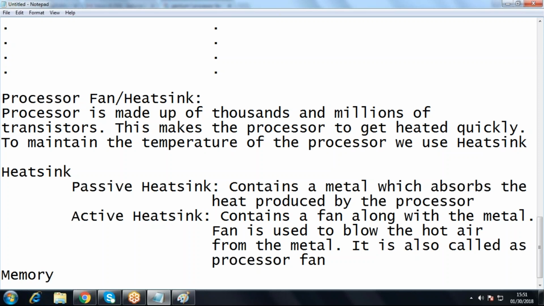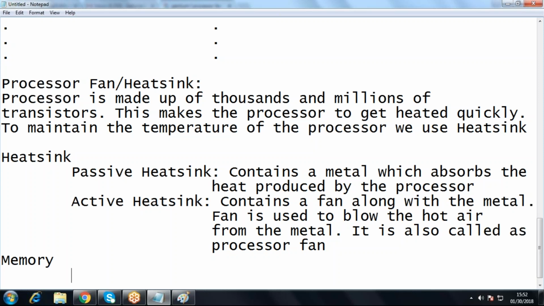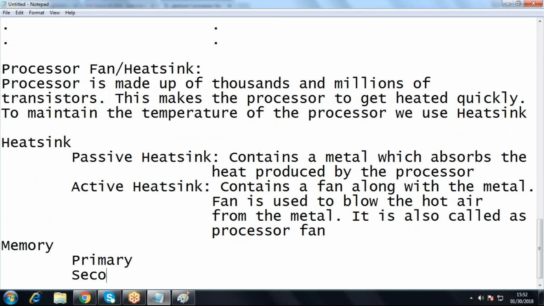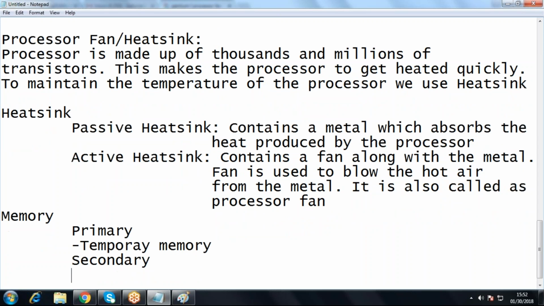Memory. Memory is of two types: primary and secondary. Primary memory is also called temporary memory, and secondary memory is also called permanent memory.